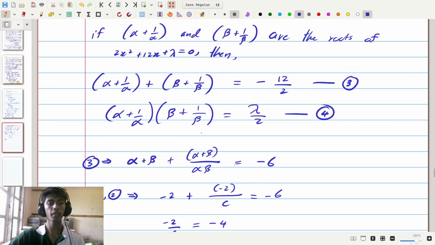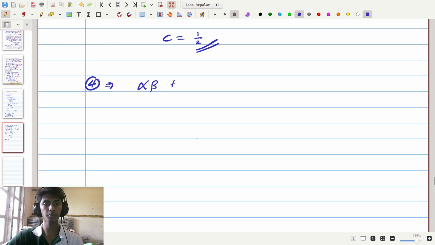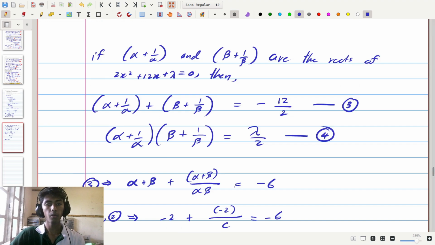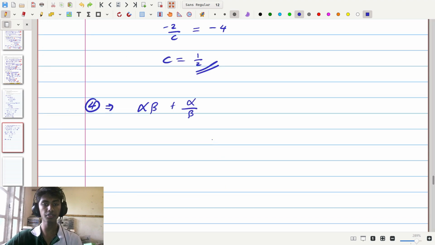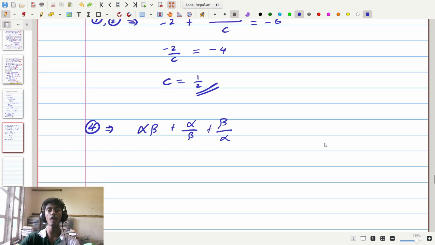and then alpha times 1 over beta, which is going to be alpha over beta, plus alpha over beta, and then 1 over alpha times beta, which is going to be beta over alpha, so plus beta over alpha, and finally 1 over alpha times 1 over beta, which is 1 over alpha beta, plus 1 over alpha beta, and this is equal to lambda over 2.